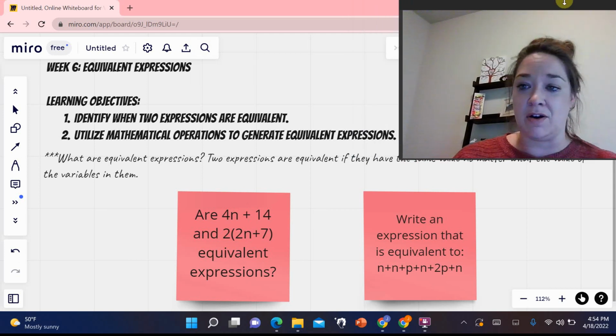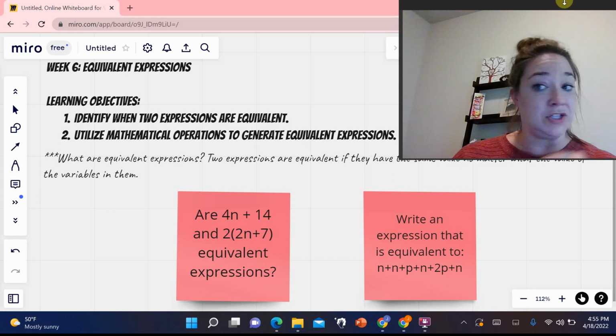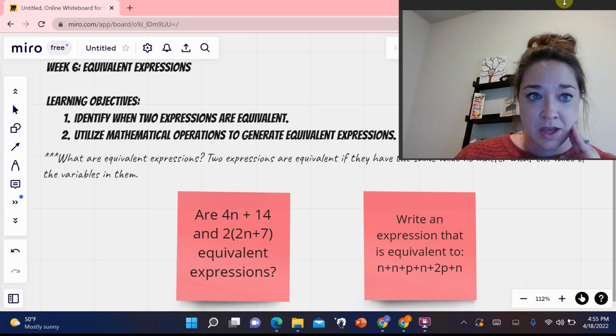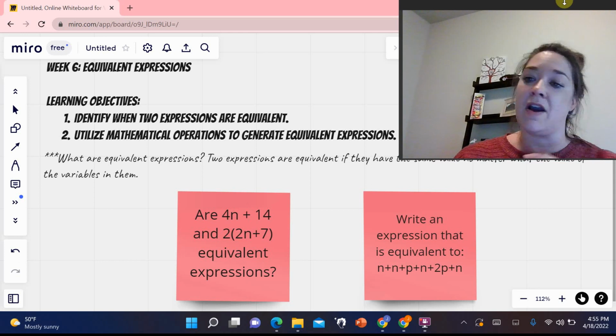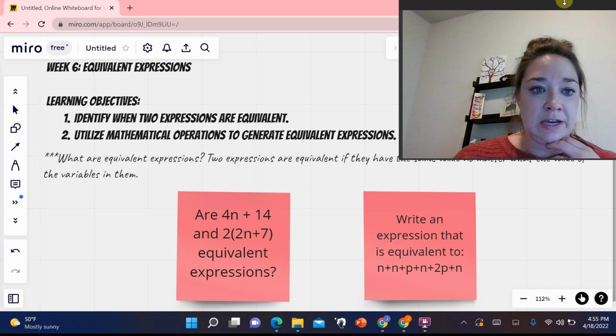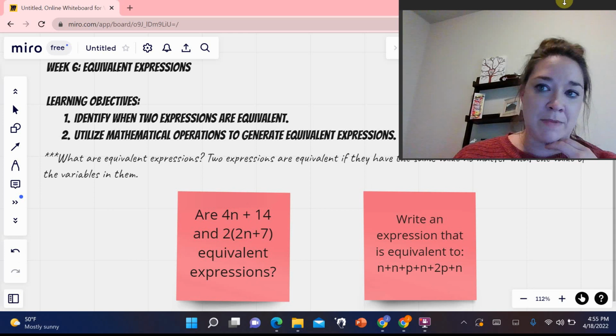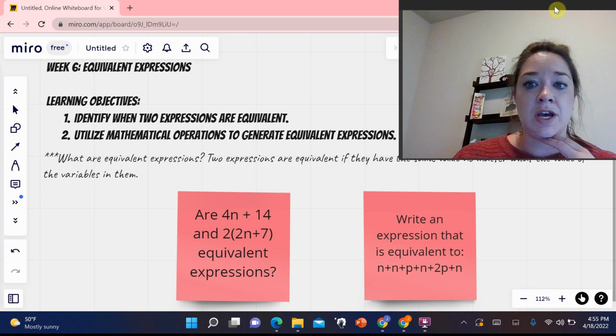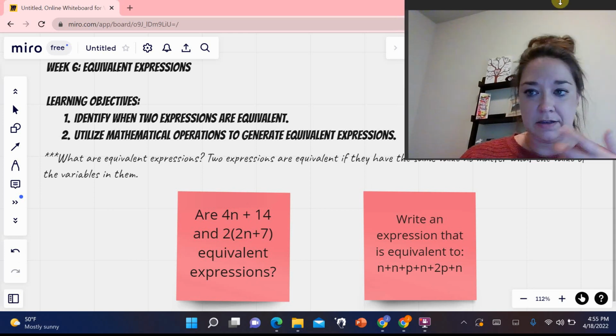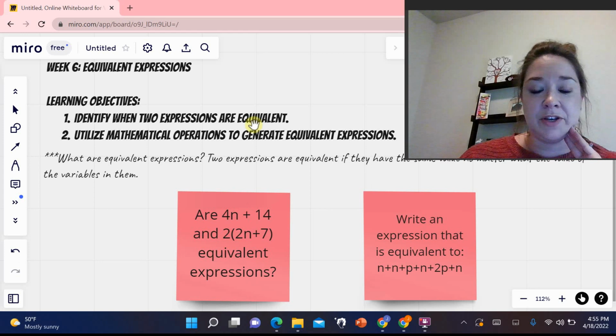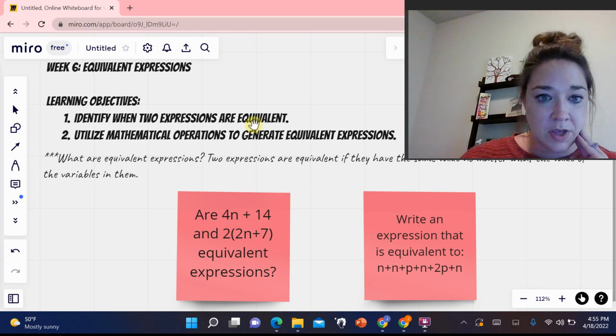I'll remind you that our expressions are math phrases that use symbols, numbers, variables, but they don't have an equal sign. But our job specifically this week is to look into whether or not they are equivalent. And so our learning objectives state that we are going to identify when two expressions are equivalent, and then we're going to use mathematical operations to generate equivalent expressions. So we'll write equivalent expressions. So we'll figure out when they are, when they're not, and then how to create them or write them.